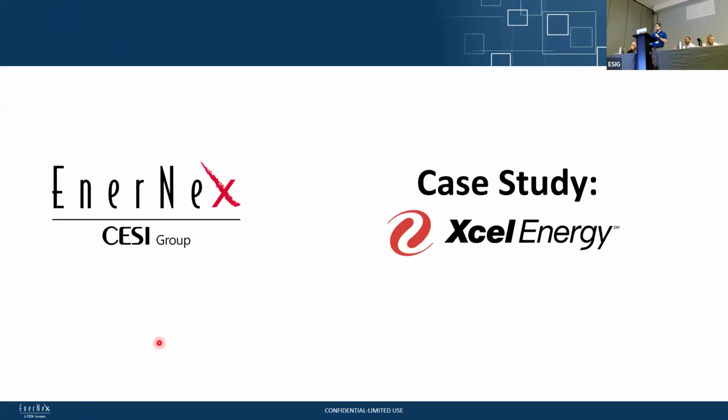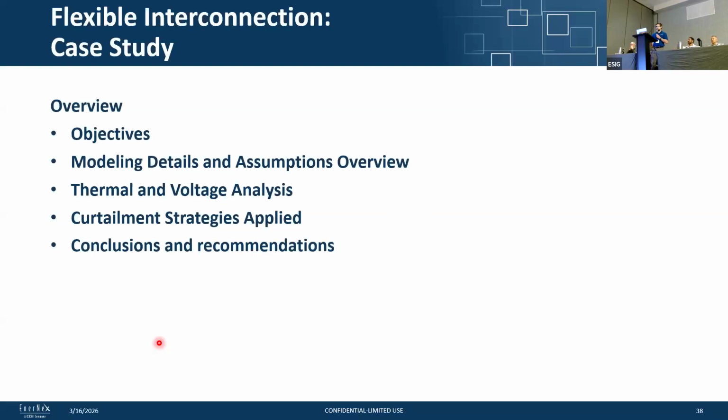All right. So like Leo said, it's more from the planning side and the modeling side, and basically I just want to talk about some of the challenges we faced, how we overcame them, and maybe see some of the results that will tie back into some of the slides that John shared earlier. So I'll talk about some of the objectives of the study, some of the details and assumptions that we had made, some of the thermal and voltage violation analysis that we went through, and then we'll show some of the curtailment strategies that we applied, and then talk about some of the conclusions.